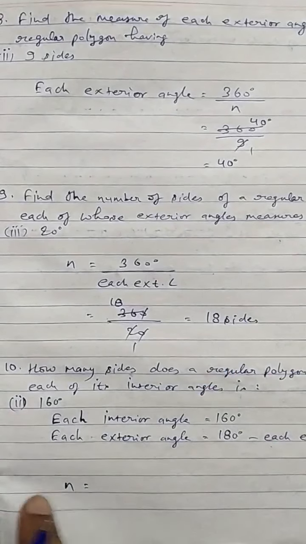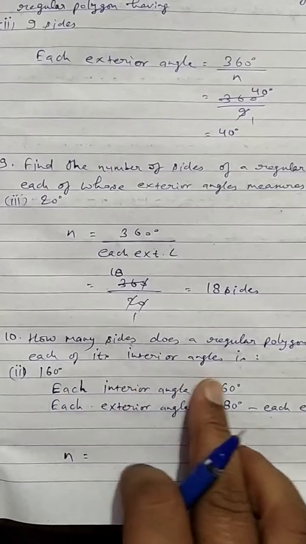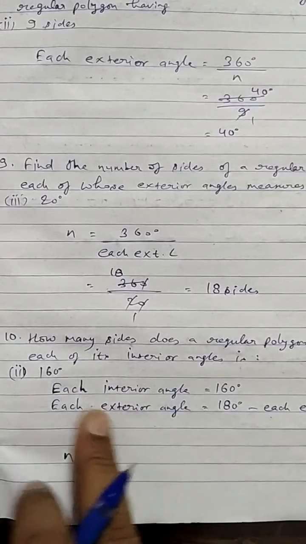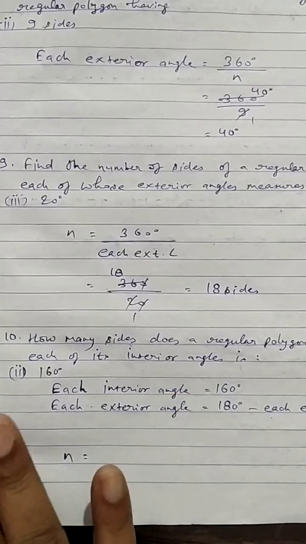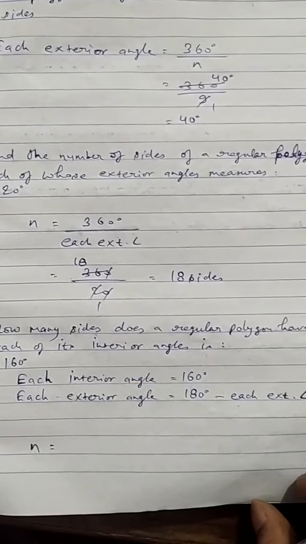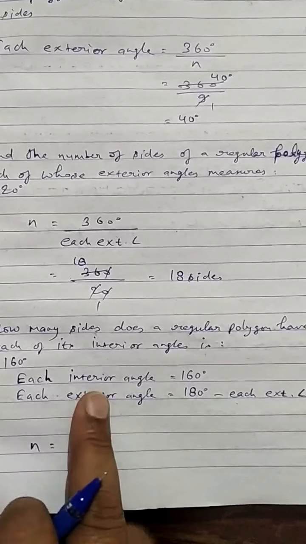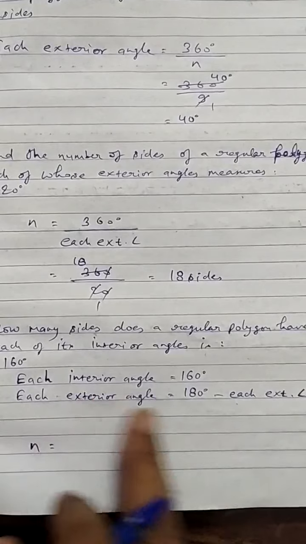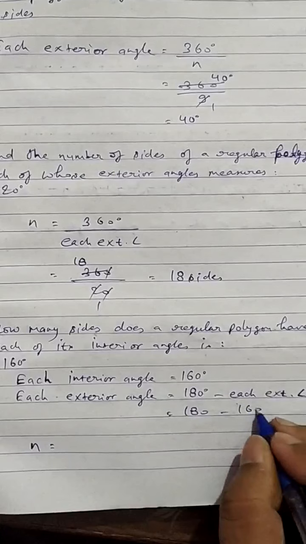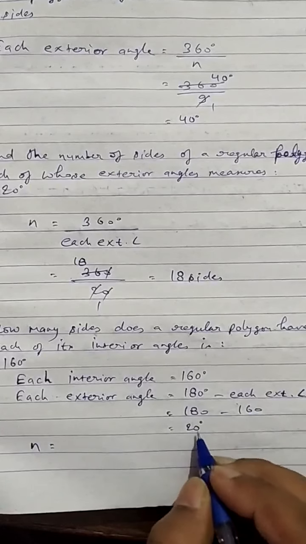Next is question number 10. How many sides does a regular polygon have if each of its interior angles is 160 degrees? So there is a relation of each interior angle and each exterior angle, that is, their sum must be 180 degrees. So using that relation, we will find the value of each exterior angle first. The interior angle is given to you, 160. The exterior angle will be 180 minus 160. The answer is 20 degrees.